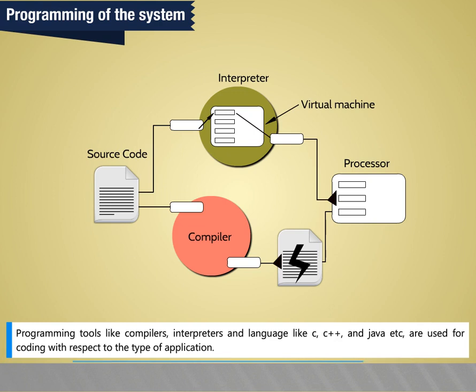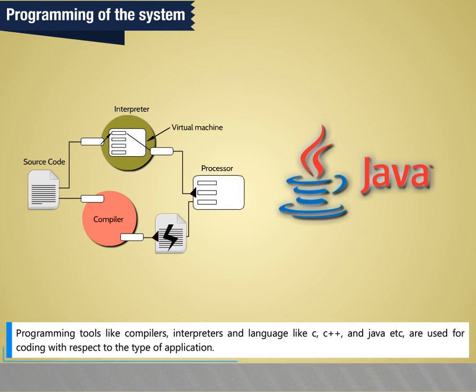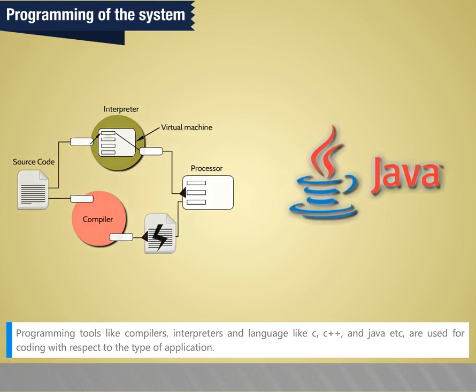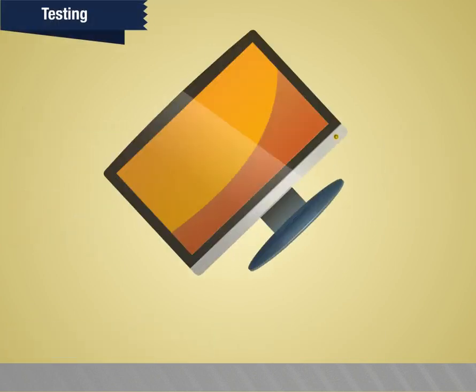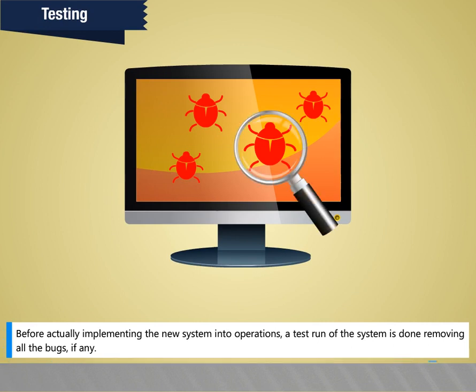Programming tools like compilers, interpreters, and languages like C, C++, and Java, etc. are used for coding with respect to the type of application. Testing. Before actually implementing the new system into operations, a test run of the system is done, removing all the bugs, if any.